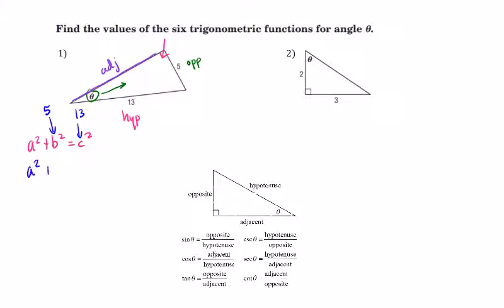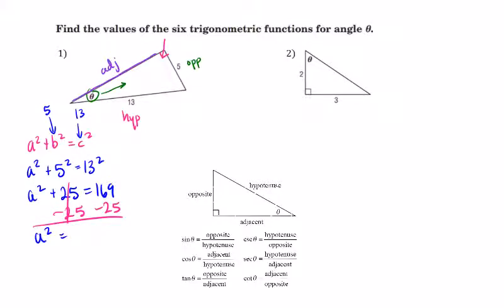So we'll say A squared plus 5 squared equals 13 squared, right? So 5 squared is 25. 13 squared is 169. We can subtract 25 from both sides. So we get A squared equals 169 minus 25, which is 144. Then we can take the square root of both sides, right? And we know we're going to return a principal value.